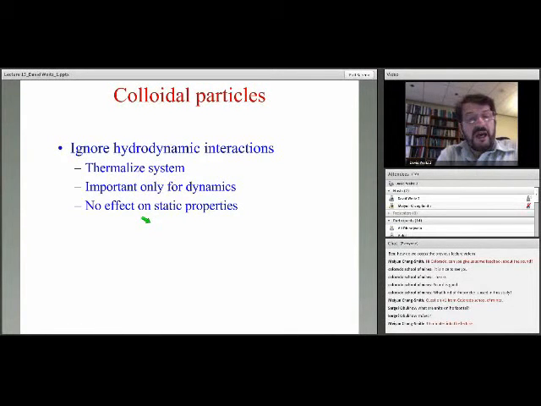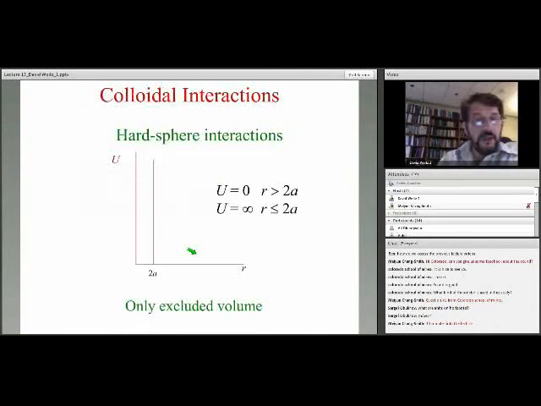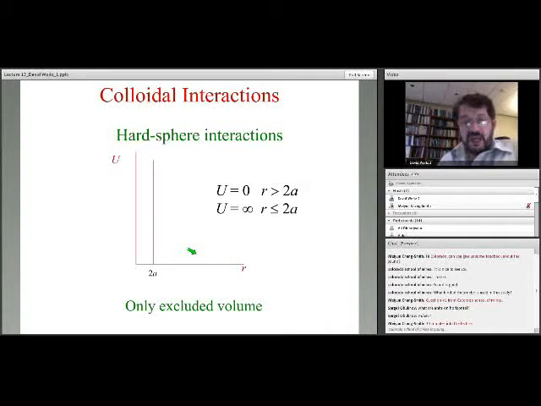So to understand the behavior of colloidal particles, we should really understand something about the interactions between them, and there's a variety of different types of interactions. The most important one is hard sphere interactions. Hard sphere interactions always exist. The best way of understanding hard sphere interactions is simply that no two particles can overlap, can occupy the same place in space.